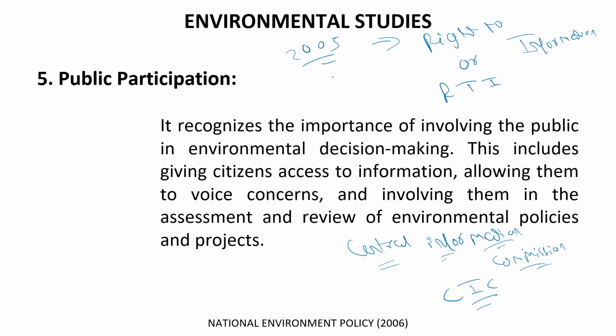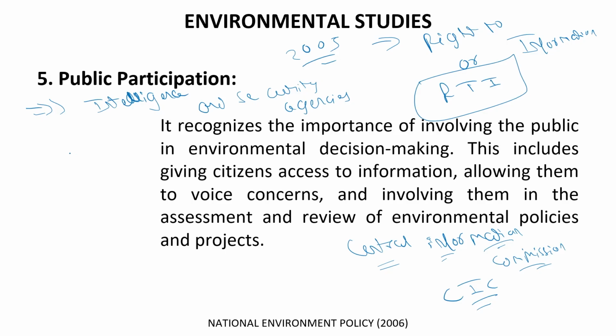Basically, if you want to get information about any particular government plan, any particular policy, okay, then you can get, but it is not possible against intelligence and security agencies. Remember it, intelligence and security agencies. So you can say your intelligence and security agencies are immunized against this CIC. You cannot gather their information by filing the RTI. Okay, so nearly about 28 agencies are exempted from it.